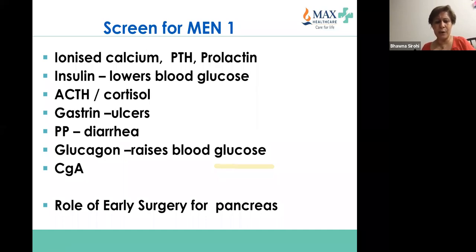I will not go into the role of early surgery for pancreas, because the risk of developing pancreatic cancer is very high. Most insulinomas, let's say, are benign, but there is a possibility that some of them may turn into cancer. So there are guidelines which, if you are surgical, you must read them.